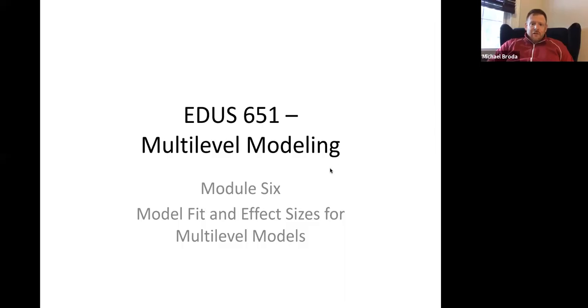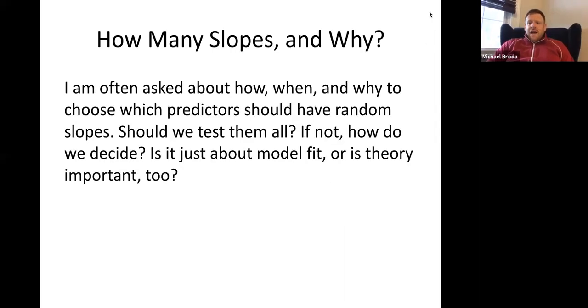Okay, so this past week, so this is Module 6. In Module 5, we talked about adding random slopes. And you all actually had some really good questions, and these are questions that I actually get a lot in this class about how, when, and why you might choose which predictors should have random slopes. Some people say, okay, should we just test all of our slopes as random? And if we don't do that, then how do we decide? Is it just about model fit? Can theory inform this? There are lots of different ways of thinking about this. So those are all great questions.